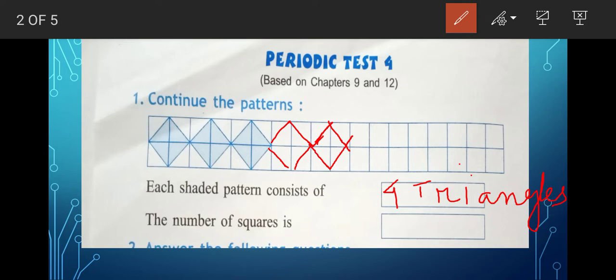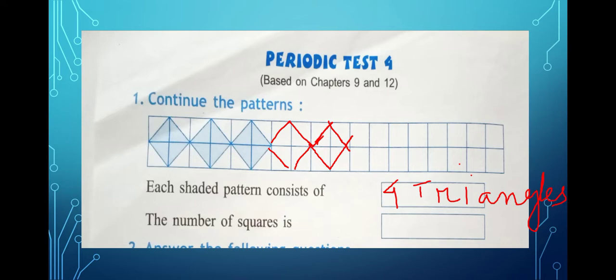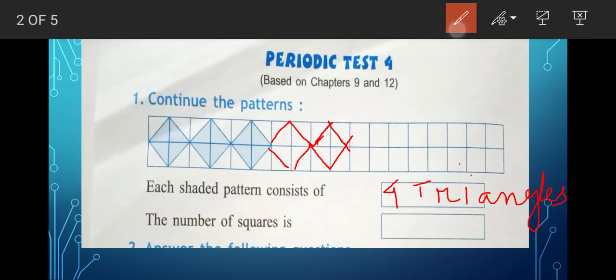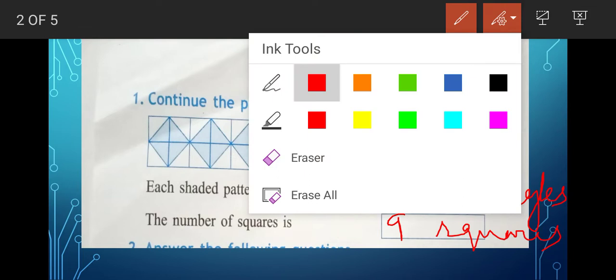Now you see here the number of squares. Just now I counted the squares. This is 1 2 3 4 5. Then these two rows will make another one, 6. Then here 7, then here 8, then here 9. So what are you going to write here? You will write here 9 squares. How many squares? S Q U A R E S, squares. So the number of squares is 9, or you may simply write 9 squares or 9. Anything you can write.